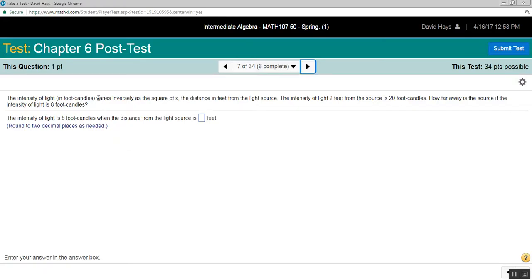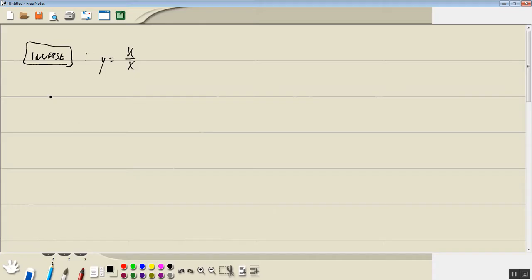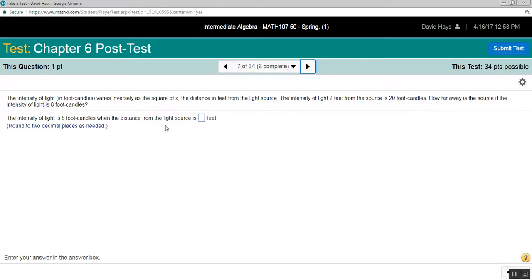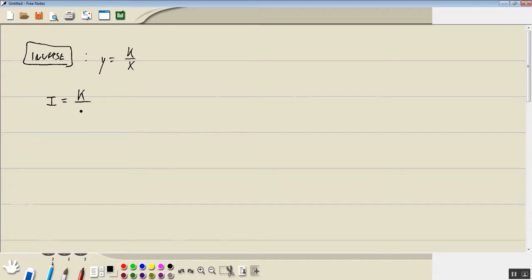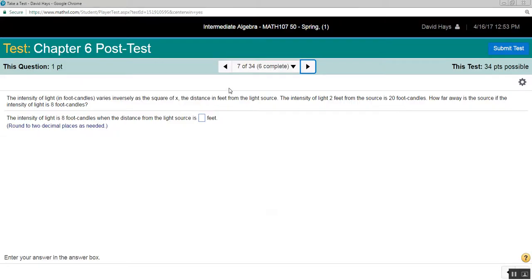The intensity of light in foot candles varies, is where your equals goes. So intensity of light, I'll put I for intensity, is equal to k over x squared, since it varies inversely as the square of x. And x is the distance in feet from the light source.